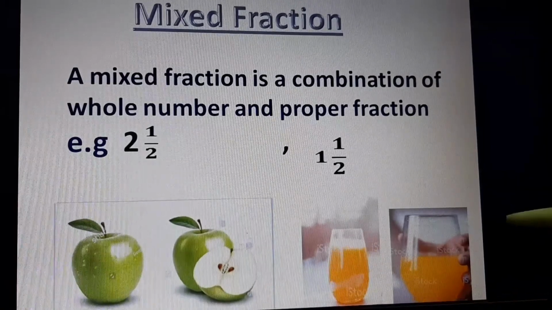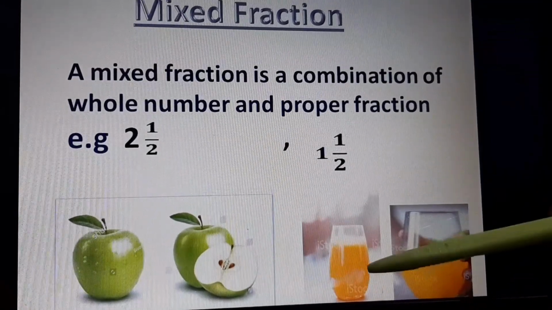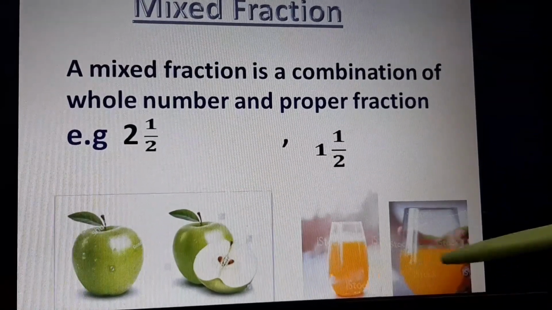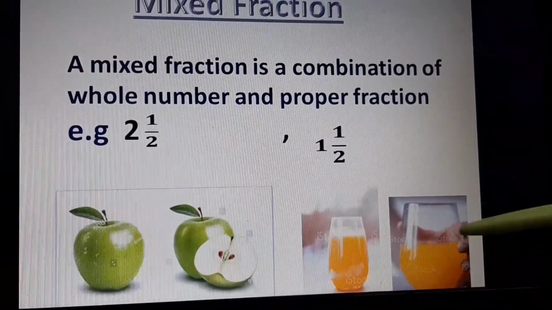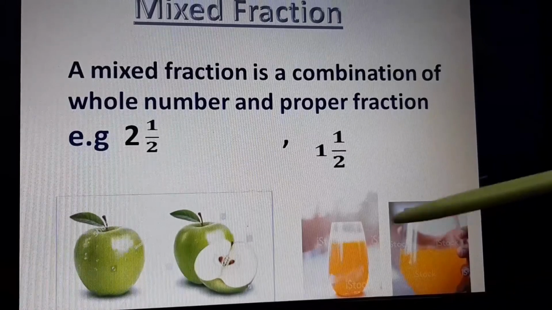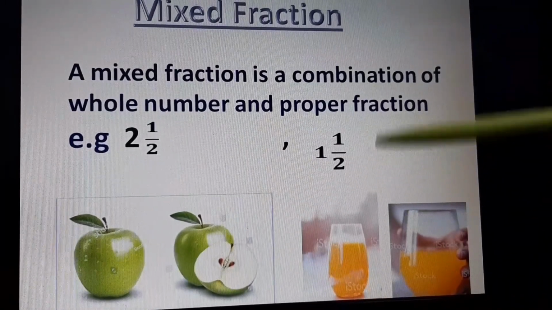Here I have taken 1 glass full of juice and here it is half glass full of juice. So the fraction of this picture is 1 1 by 2.